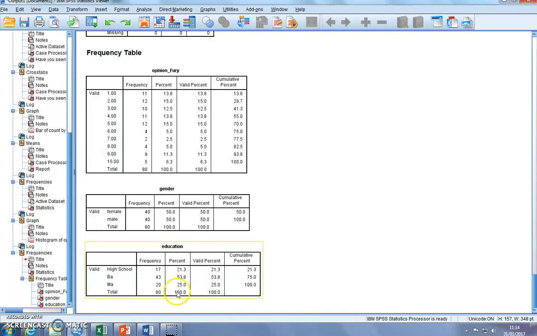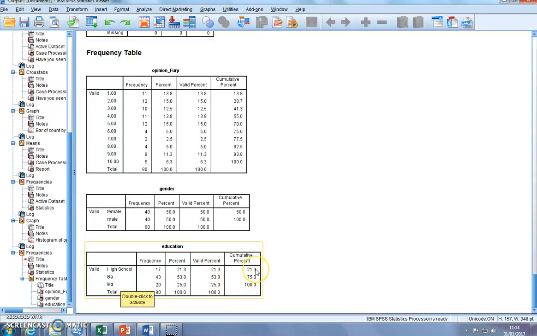In this case, everybody filled it in, so these numbers are the same. But imagine that for this particular question, there were 5 people that didn't really want to fill in what their educational level was. Valid percent would then calculate the percentages of these numbers not out of 80, but out of 75. So they would be slightly different here.